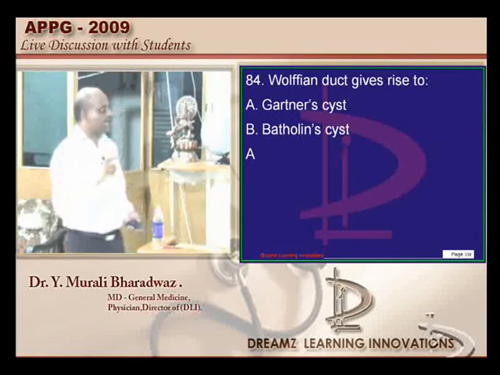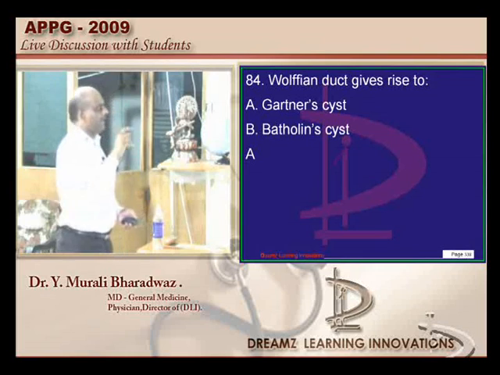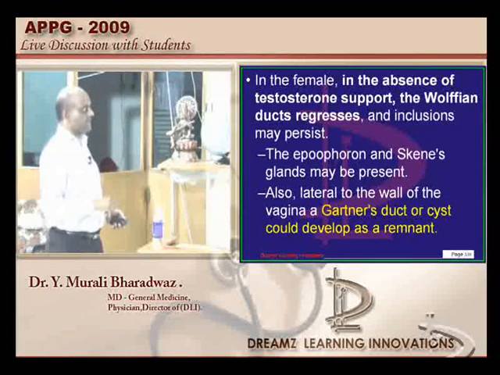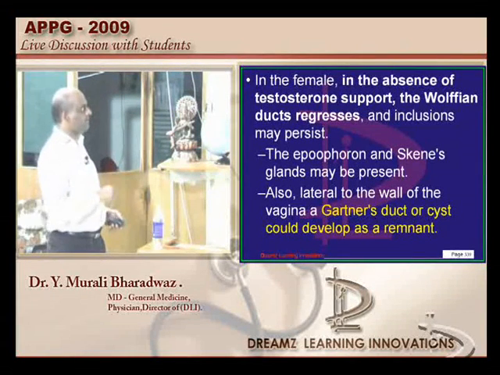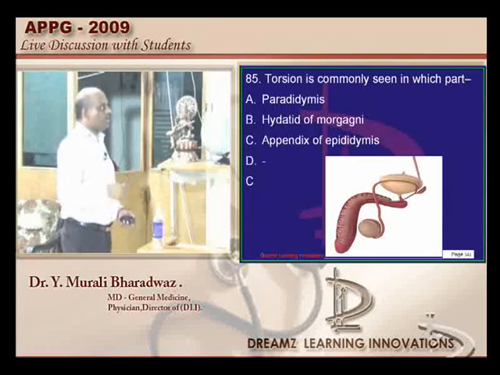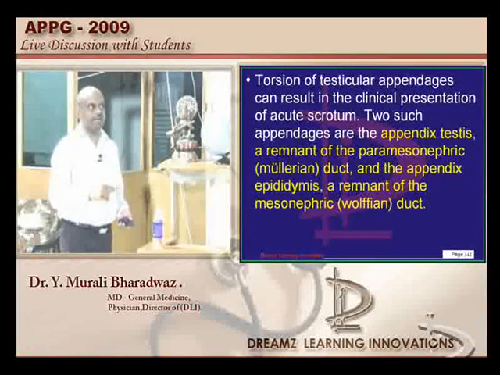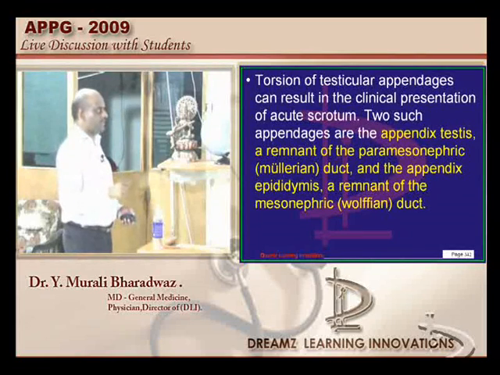So the Wolffian duct is basically associated with Gartner's cyst, the duct cyst; the Wolffian duct is a known fact. Torsion is more common in the appendix of the epididymis out of all the various parts of the testis and its appendages, which needs to be remembered.